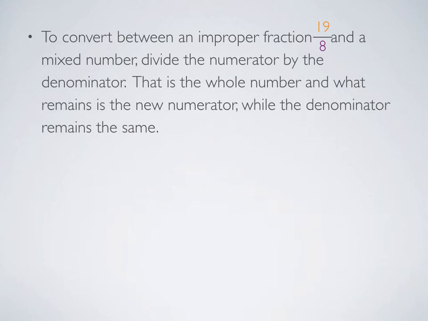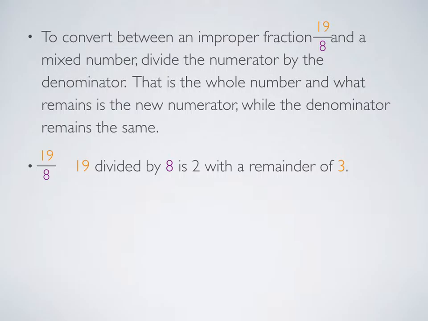To convert between an improper fraction, say 19/8, and a mixed number, we divide the numerator, the number on the top, by the denominator, the number on the bottom. That's the whole number, and what remains is the new numerator, while the denominator remains the same. So taking 19/8, 19 divided by 8 is 2, with a remainder of 3. So our mixed number will be 2 and 3/8.